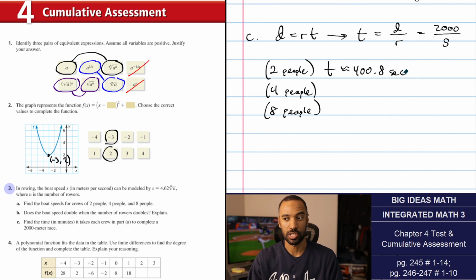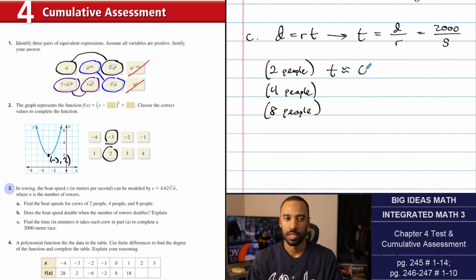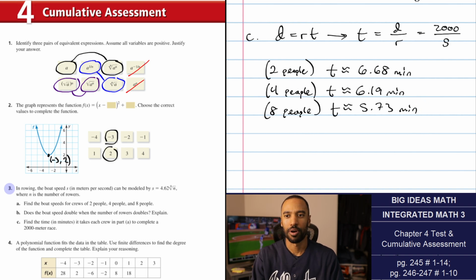That doesn't mean that many seconds, by the way. We're not converting that right now, unless they want us to convert that. So time is about 6.68 minutes. Time here is about 6.19 minutes. And time here is about 5.73 minutes.